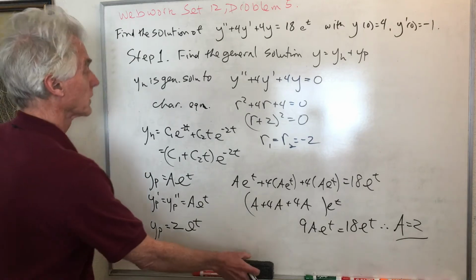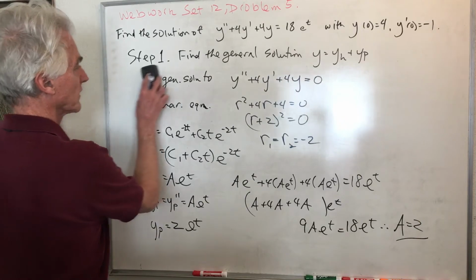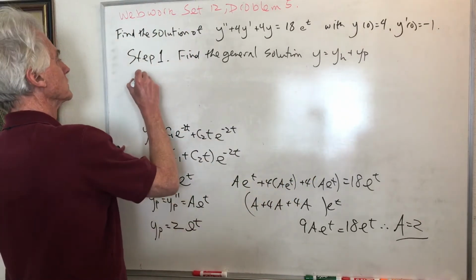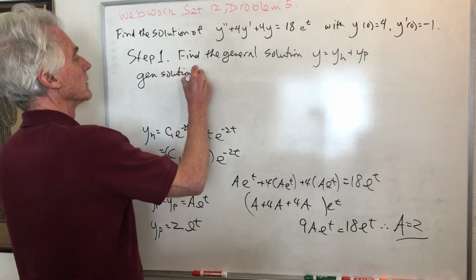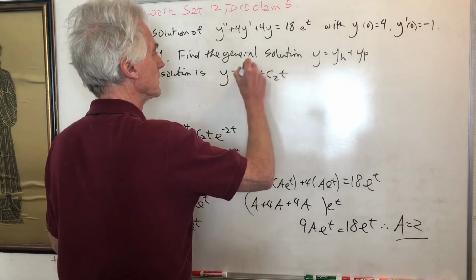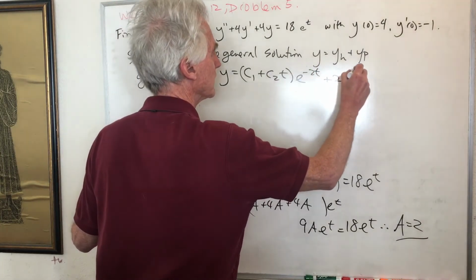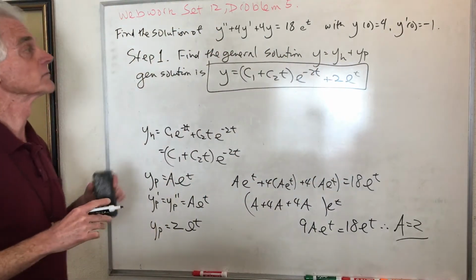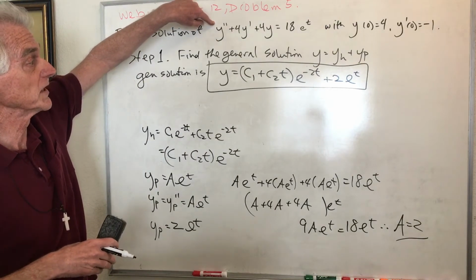All right? Good. So as summarized, I've got yh, I've got yp. So the general solution is y is c1 plus c2t e to the minus 2t plus 2e to the t. That's the general solution to this non-homogeneous linear ODE.